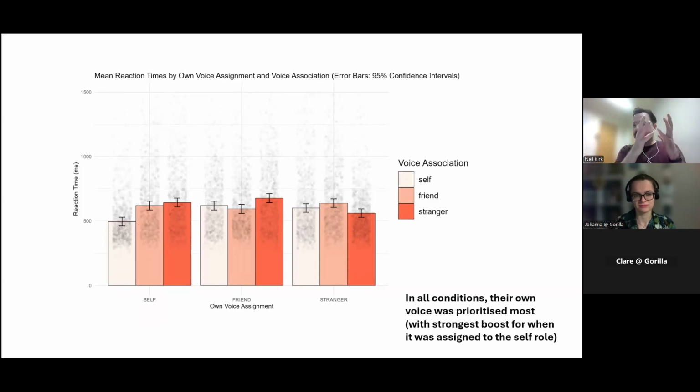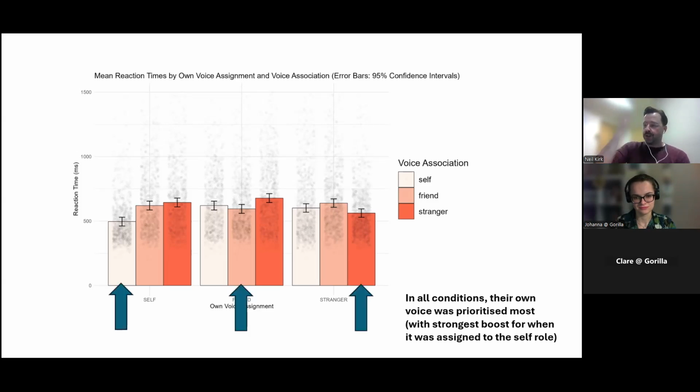So we know that the association of something to the self is very powerful. In this case, it wasn't overcome. Their brain focused on their actual voice, even when it was a recording, and it might be something that they don't like the sound of. It was still very, very powerful. So our brain is very biased towards the sound of our own voice.